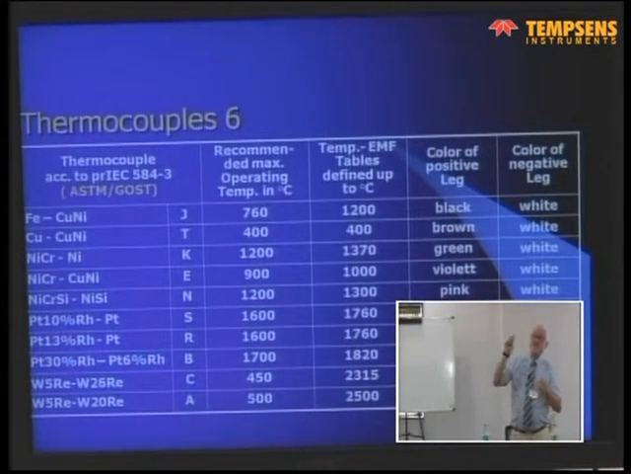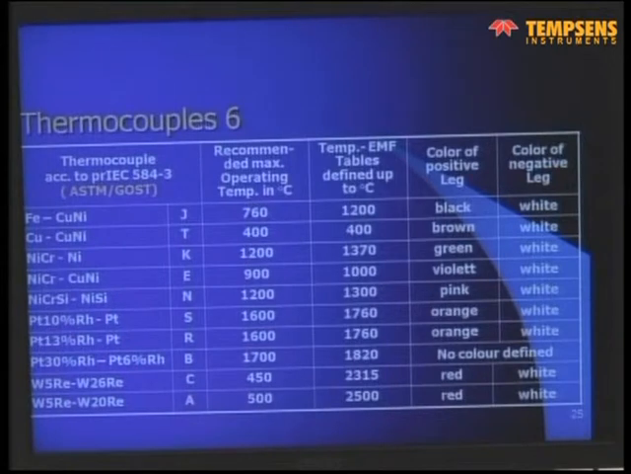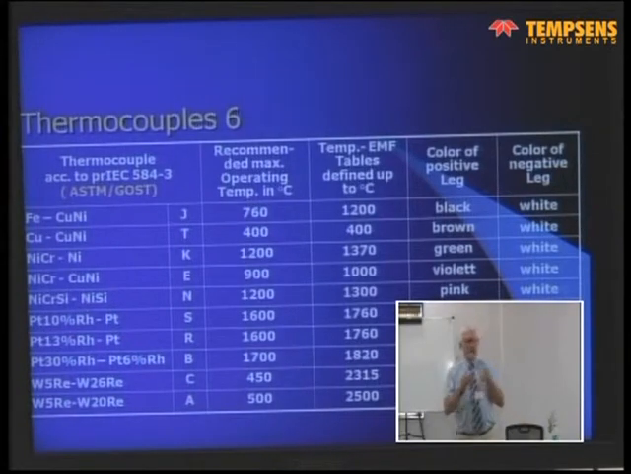So from the color of the wire, you can conclude the type of the element, and from the inner colors, you can tell which is the positive and which is the negative leg.